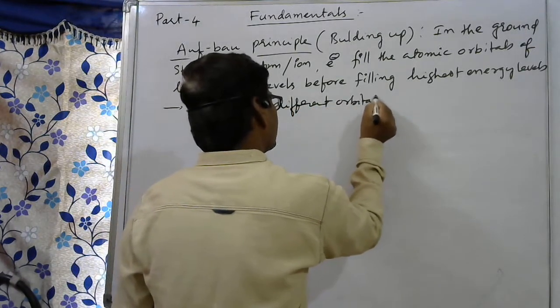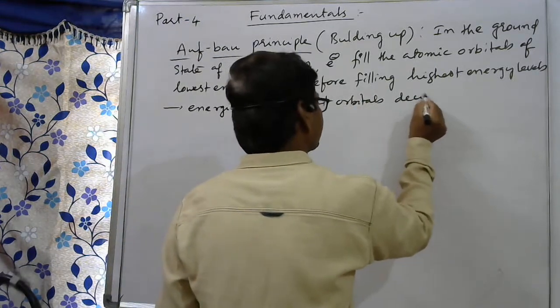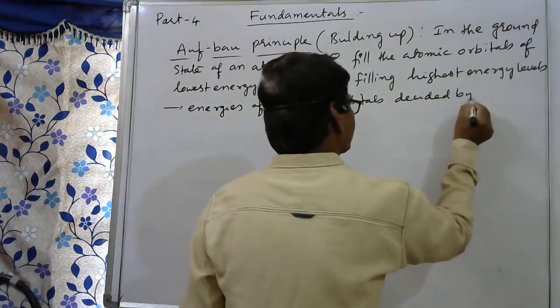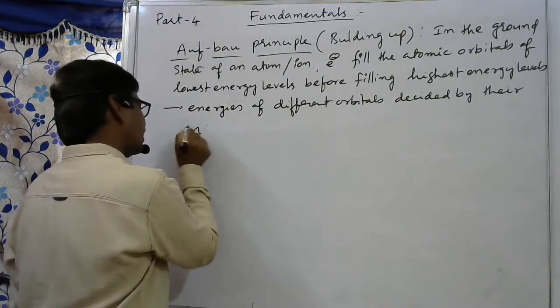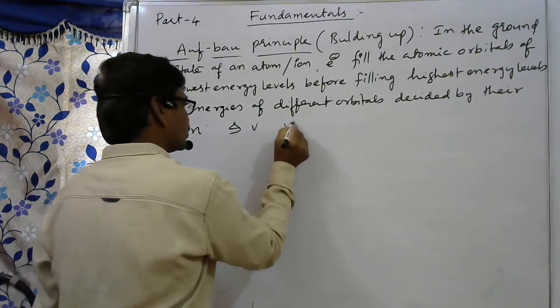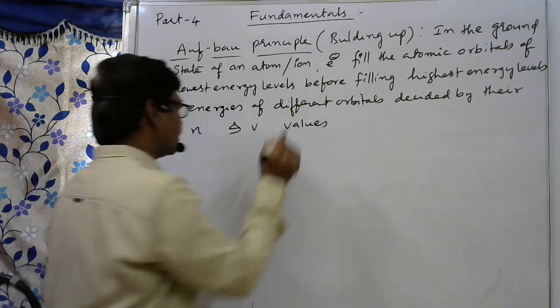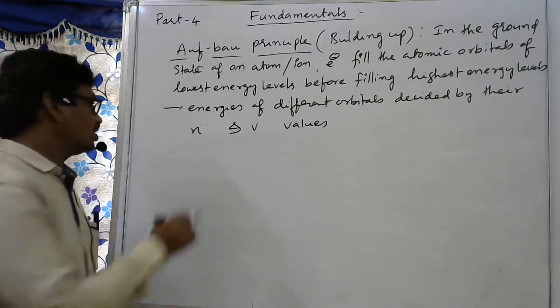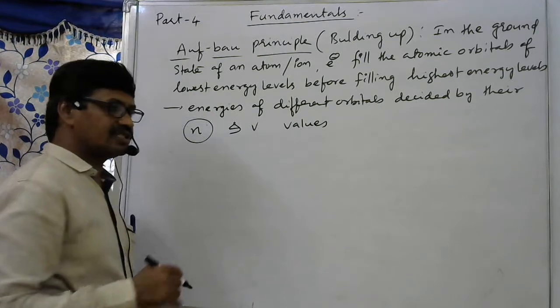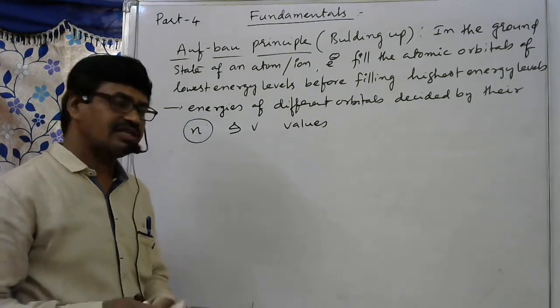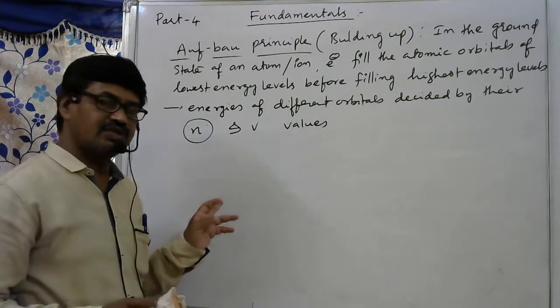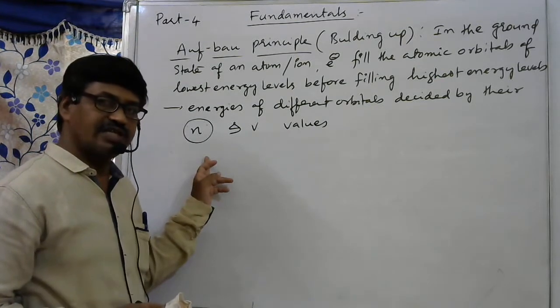Energies of different orbitals are decided by their n and L values. N is the energy level: first energy level n equal to 1, second energy level n equal to 2, third energy level n equal to 3, fourth energy level n equal to 4.